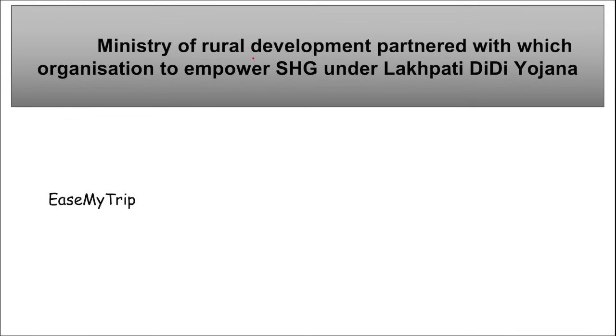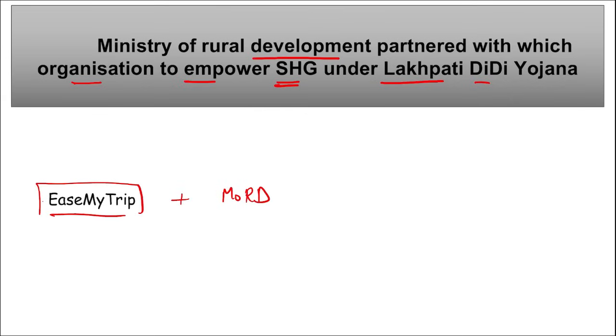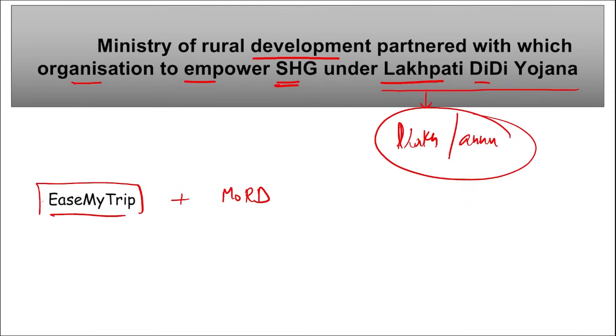Next is, Ministry of Rural Development partnered with which organization to empower self-help groups under Lakpati Didi Yojana? So it is Ease My Trip. Ease My Trip and Ministry of Rural Development have partnered to help self-help groups that come under Lakpati Didi Yojana. As the name suggests, Lakpati Didi Yojana. Under this scheme, the aim here is to help women achieve 1 lakh rupees of income annually. Right? 1 lakh rupees of income annually. This is the main aim for the Lakpati Didi scheme.